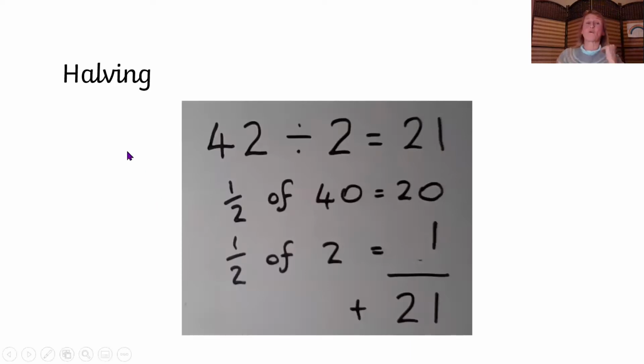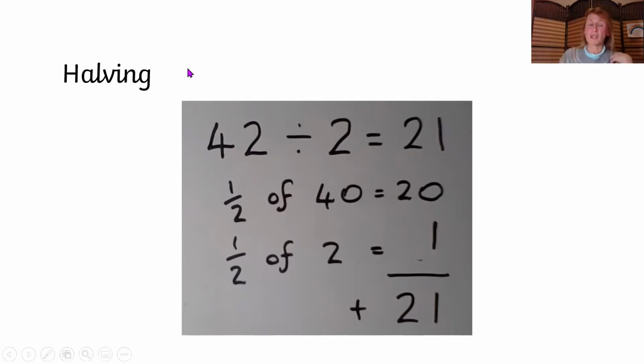Okay, so when we use halving, I've done a nice easy question here, 42 divided by 2. Remember, when we divide by 2, we're halving. That's what divide by 2 means. It means you halve it, okay? So dividing by 2, halving 42, I might just be able to look at 42 and think, half of 40, half of 2, is going to be 21.